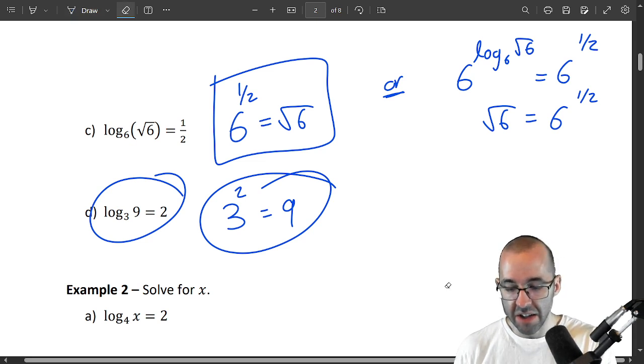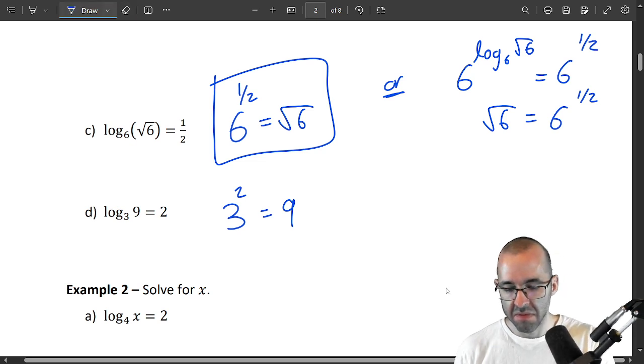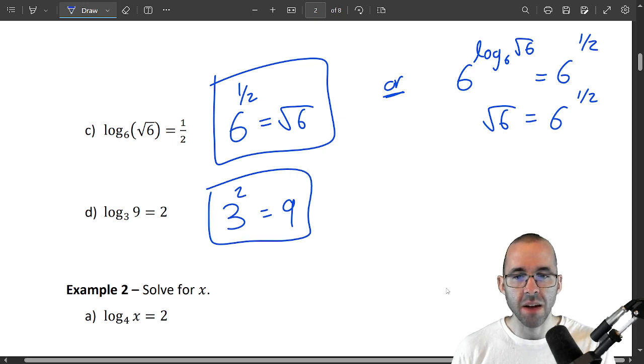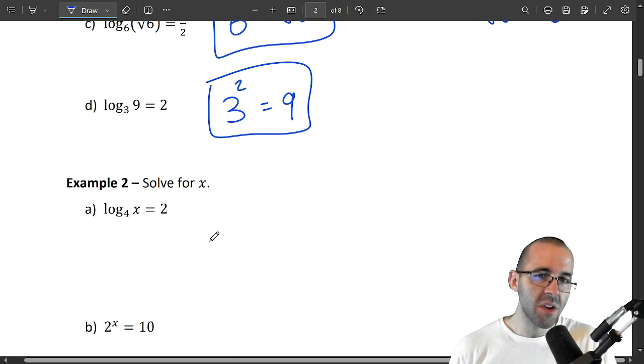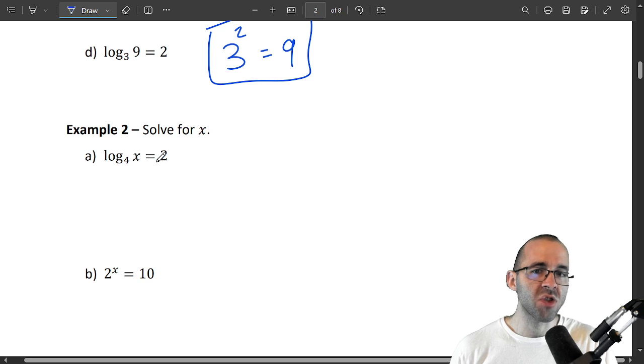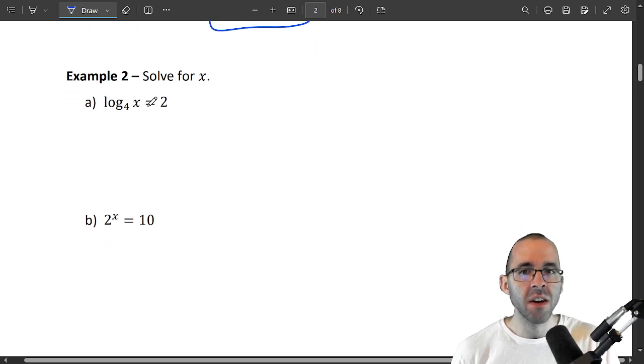Either way, this is a true statement, and this is exactly the same true statement. 3 squared is 9, that's true. All right, make sure we always get true statements. And why this is so useful is we're going to use it later on to solve logarithmic equations. How do we solve this for x? Oh, that's kind of hard.